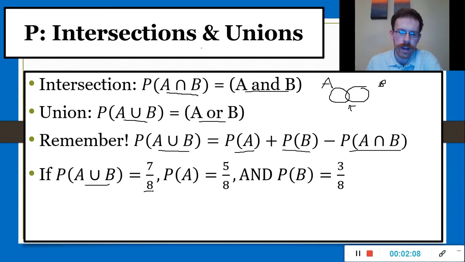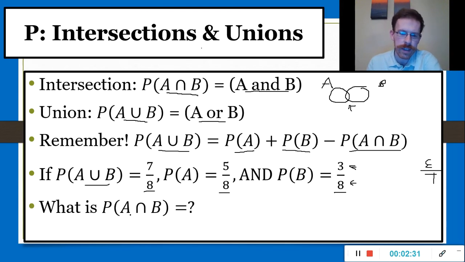So, if we have something like the probability of A union B is equal to 7 out of 8, the probability of A is 5 out of 8, and the probability of B is 3 out of 8, meaning that if this happened 8 times, I would get it probably about 3 times. We want to figure out what the intersection is. Now, remember, any sort of probability is the number of things that you're looking for over the total number of things that exist.